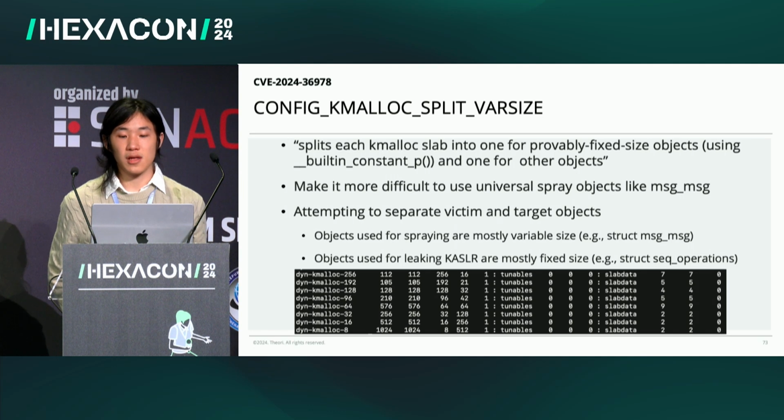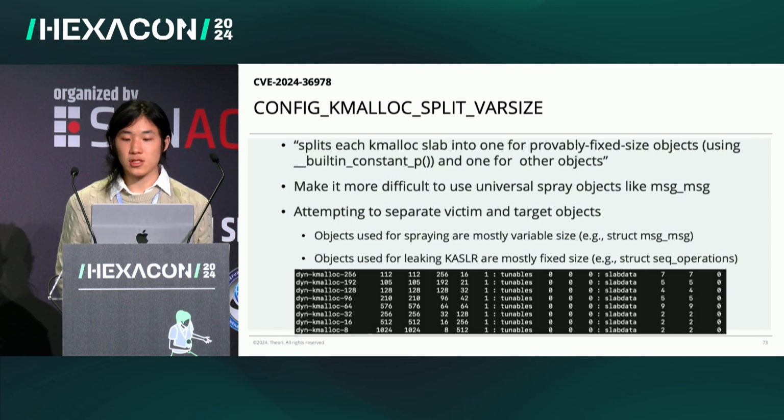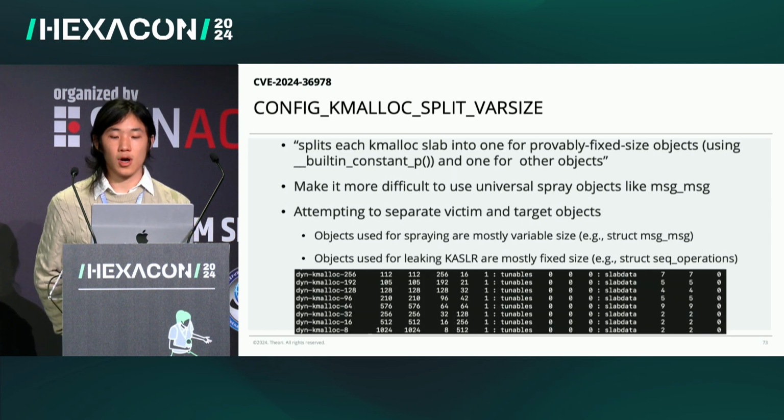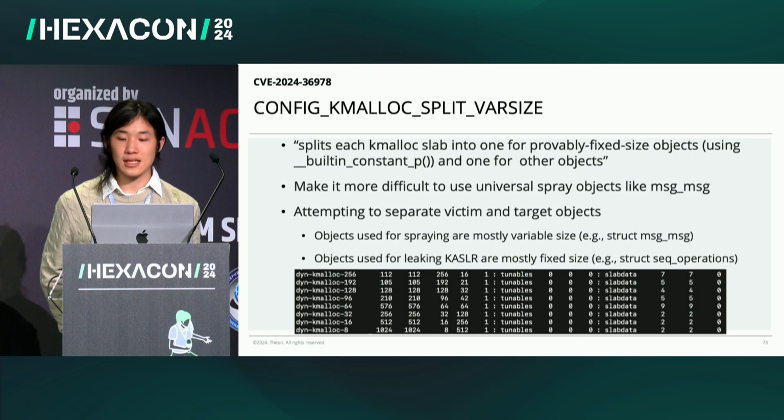First, kmalloc splits caches by size. It checks the size of kmalloc using __builtin_constant_p. If the size is constant, it uses the kmalloc size slab. Otherwise, it uses the dynamic kmalloc size slab. This separation of objects commonly used in exploits, and the static size objects, make exploitation more difficult.